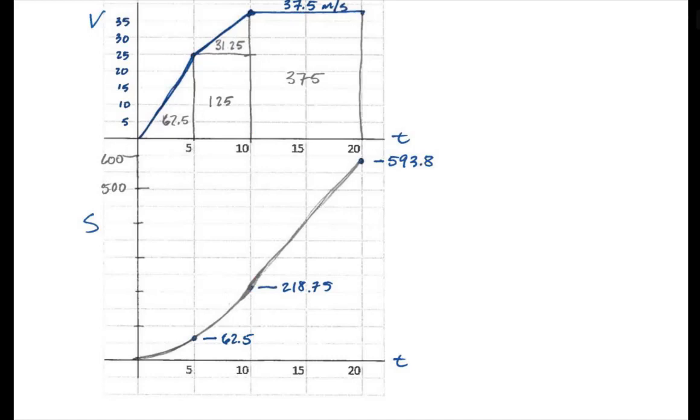At the end of the problem, out here at time equal to 20, I've gone another 375 feet, or sorry, 375 meters, because that's the area under that. So going from here to here is an additional 375. All right, so that's just an example of how to construct the A, S, and V graphs, and we'll be using that a little bit.